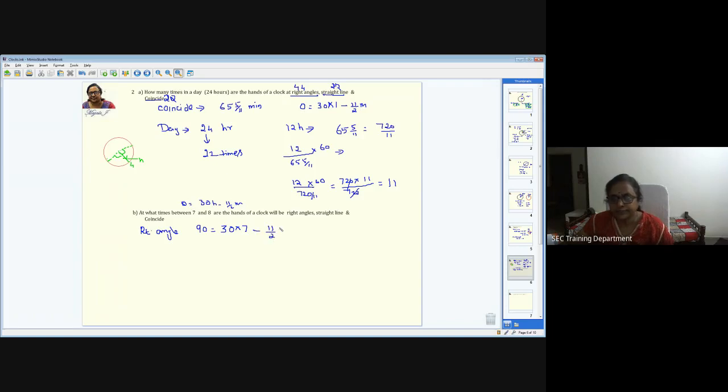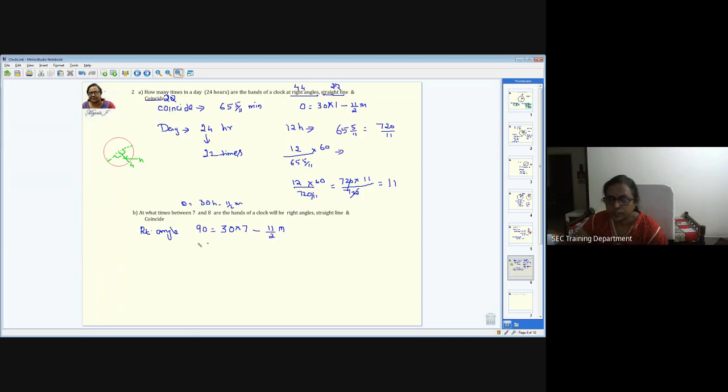What do you write here? M, because you're going to find out at what time between these two. You know, between 7 and 8, it has to be 7 past something. That past something is some minutes which you have to find out. Now you can find it.